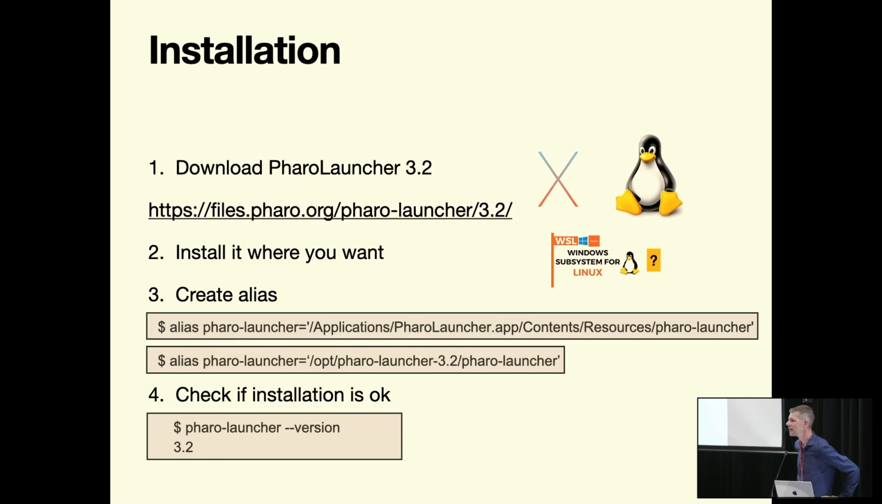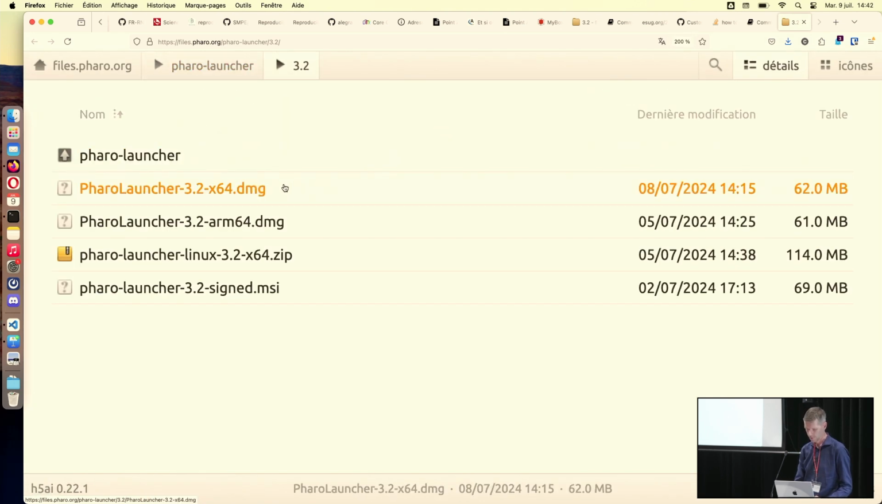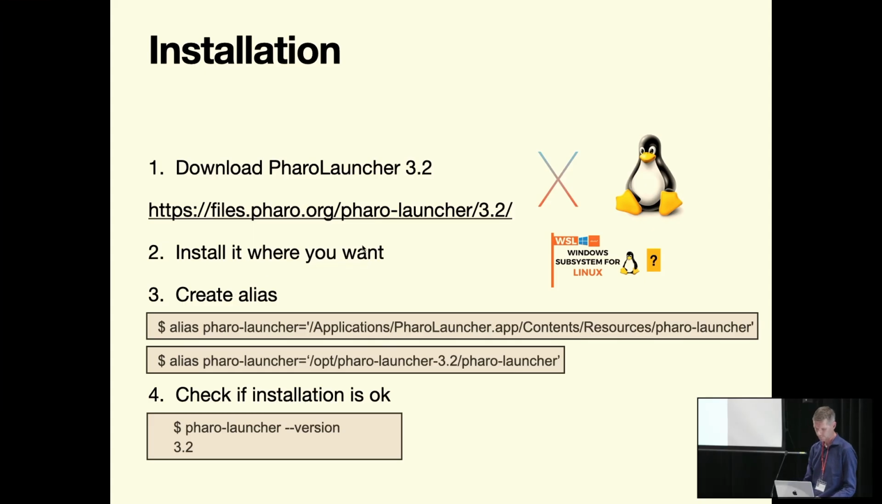It's a long string. You see there, you have the Intel version for macOS, here the ARM version, this one is for Intel on Linux, and this one is for Windows.